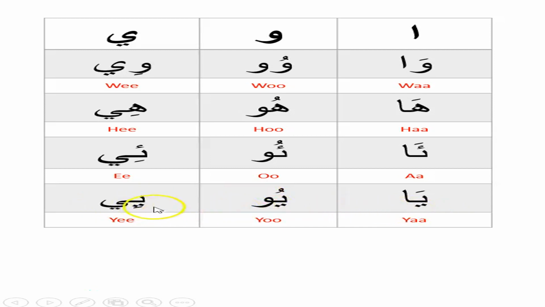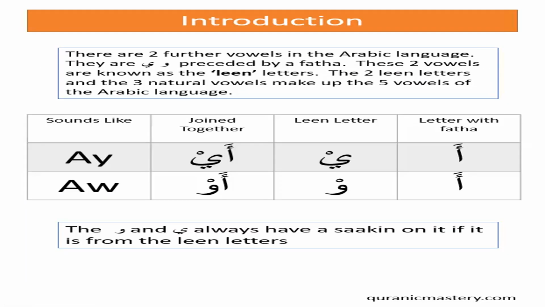When we have this, make sure we pronounce the first ya properly. So you have to say yi. So say ya, yu, yi. Inshallah, in the next part you will learn about the lean letters.